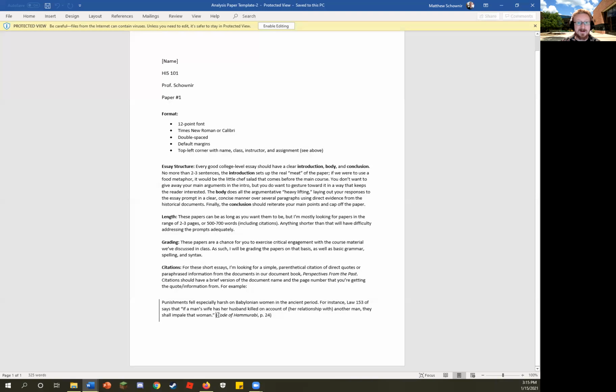Where did I get that quote from? Where did I get that information? The Code of Hammurabi. It's a document in our Perspectives from the Past document reader. And it's cited here in parentheses at the end of the sentence in which I refer to it. Code of Hammurabi. So the title, you could also have the author if there's an author. But as long as I have something notifying me which document you're using.